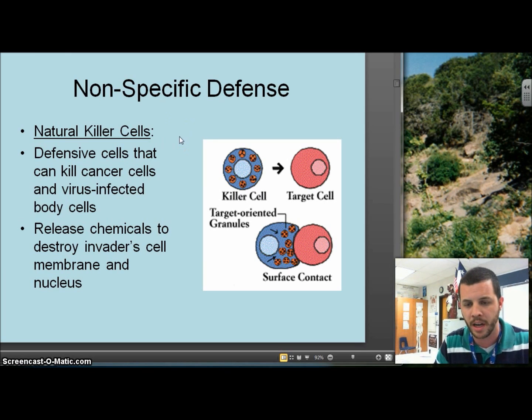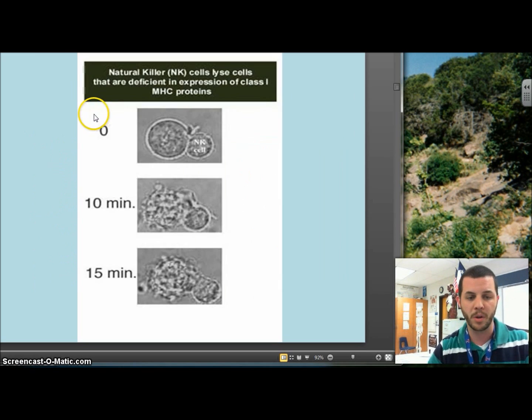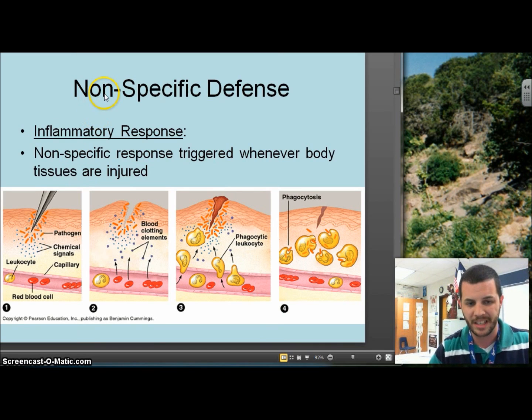A natural killer cell is going to find a pathogen, and it's going to bind to that pathogen. It's going to release chemicals which are then going to go into the pathogen and destroy it. So those are all going to be different kinds of non-specific defenses.